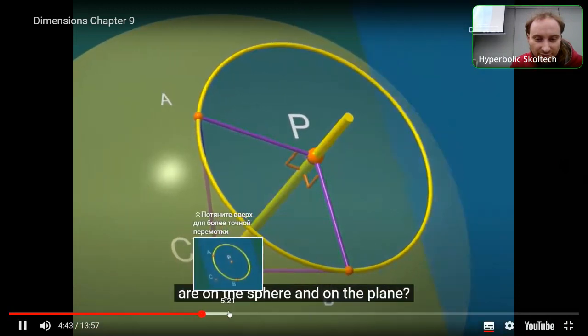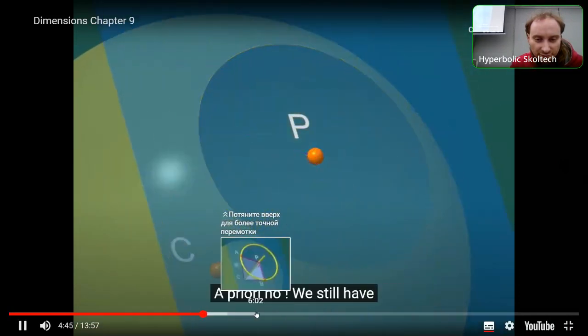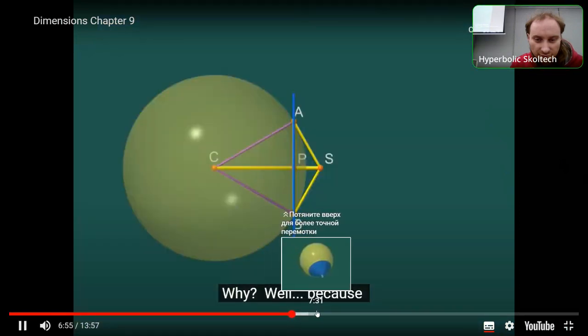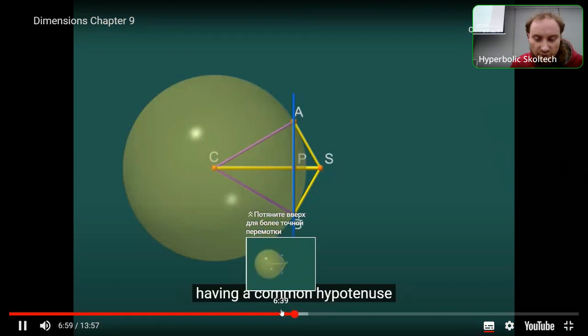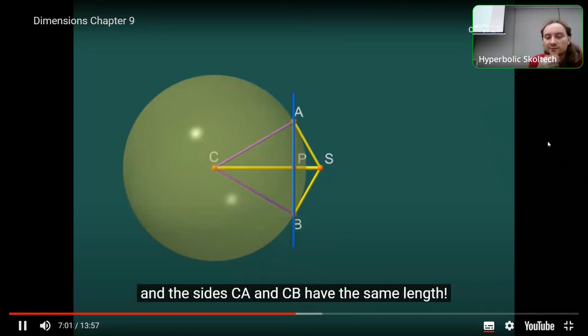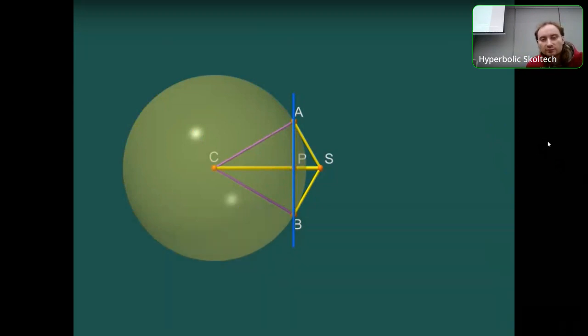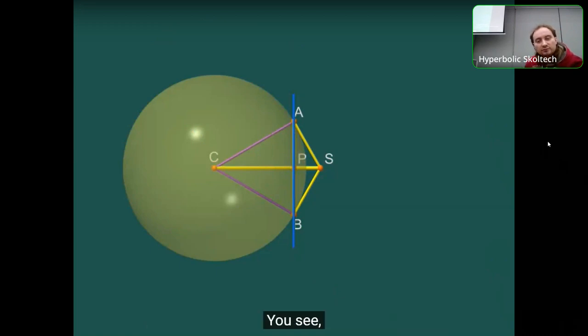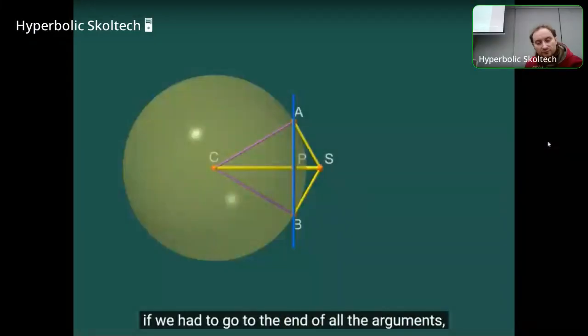A priori, no, we still have to prove it. Well, because they are both right-angled triangles having a common hypotenuse, and the sides CA and CD have the same length. Why? Well, because these are two radii, of course. You see, if we had to go to the end of all the arguments, this one would be the longest movie in history.